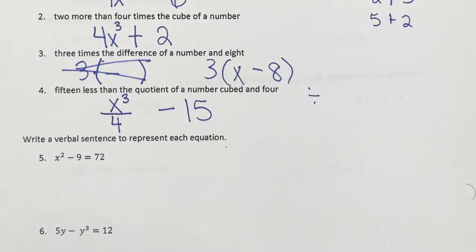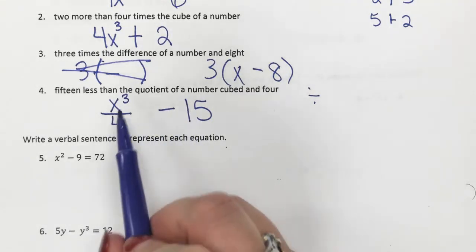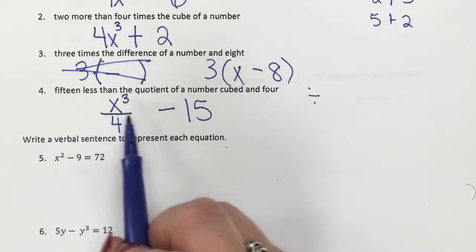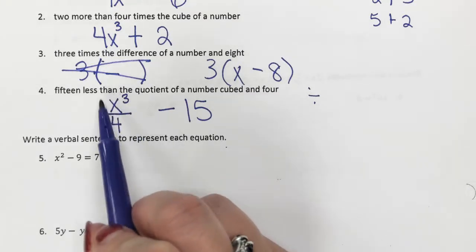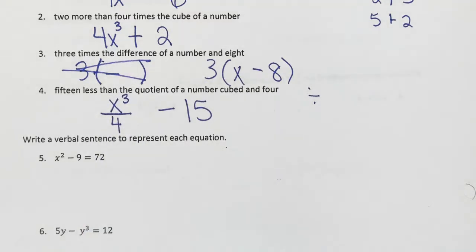All right, let's look at number 5. 15 less, so I'll make minus 15. Quotient means divide, so that's why I made this fraction. And then the very first thing is my numerator, which is x cubed. The second thing that it tells us is your denominator, which is 4.